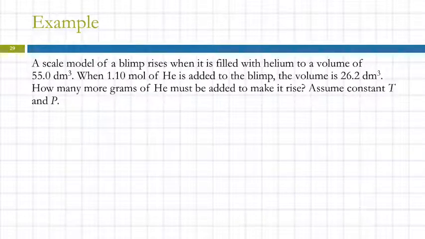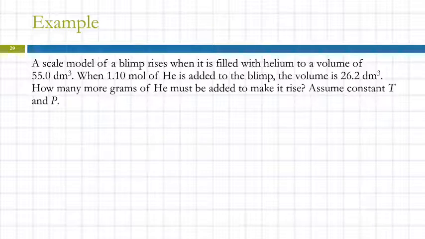Oh, shoot, another one. Okay, do this one too. Scale model of a blimp rises when it's filled with helium to a volume of 55 cubic decimeters. When 1.10 moles of helium is added to the blimp, the volume is 26.2 cubic decimeters. How many more grams of helium must be added to make it rise? Assume constant temperature and pressure. This is not a straightforward one. I'm going to think about this.